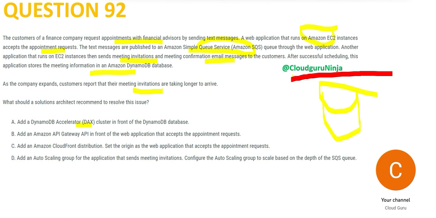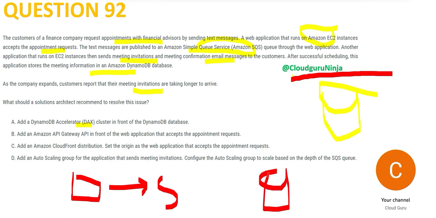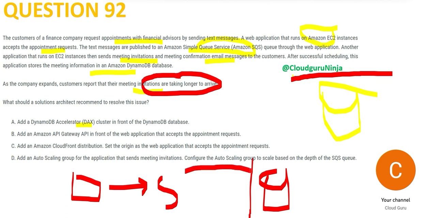No. See, DynamoDB is towards the tail end. You have EC2 instances and data comes, you have SQS and so on, and finally it goes to the database. So the database is at the tail end. Okay, what is the problem? The meeting invitations are taking longer to arrive. The invitations themselves are not getting created. The creation happens from here to here. That is not happening. Read is not a problem. Write to the database is a problem. So DAX will help you with read. Cache helps you with read, not with write.